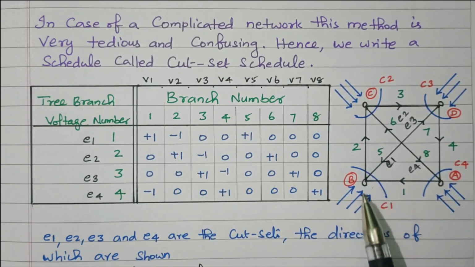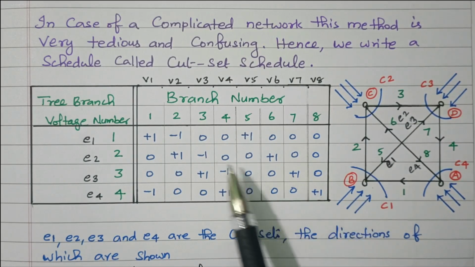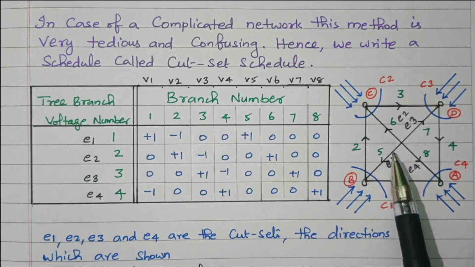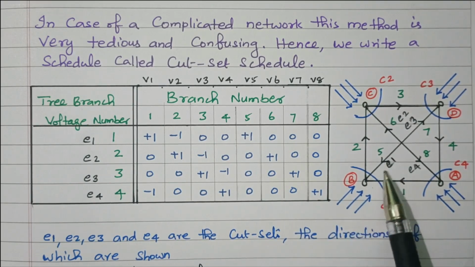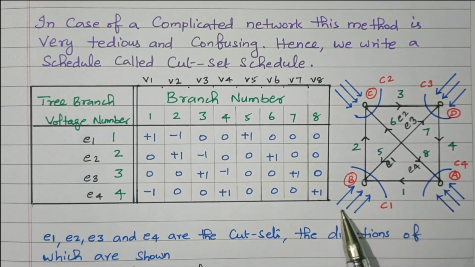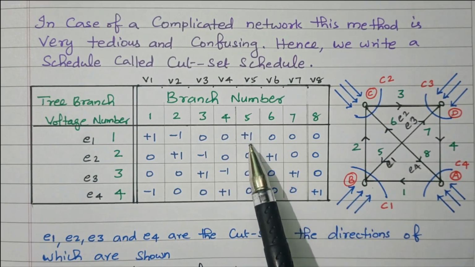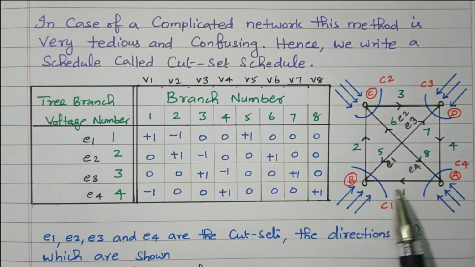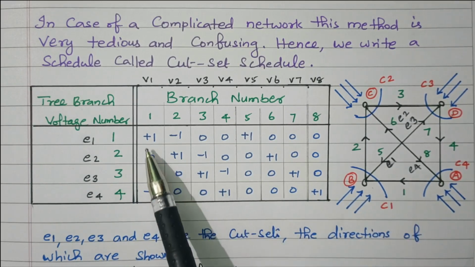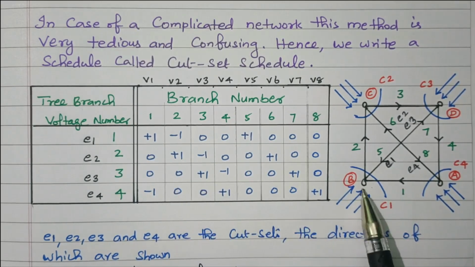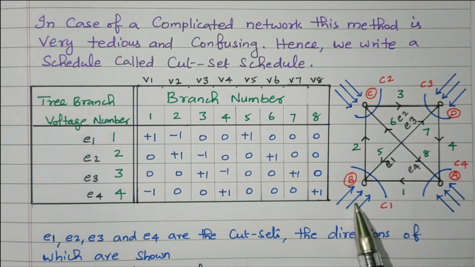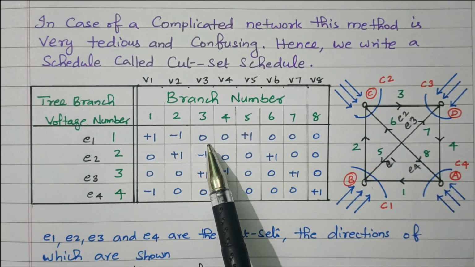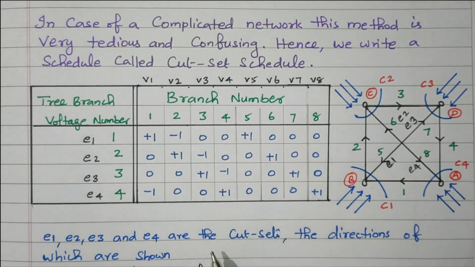In branch 2, both are in the same direction, meaning minus 1. Branches 3 and 4 are not connected. Branch 5 is connected, and it is also in the opposite direction. Branch voltage and cut set schedule direction are both opposite, so plus 1, right? If both directions are opposite to each other, it means plus 1. If both are the same, here also going upward, this also going upward, it means minus 1. The branches not connected are 0.